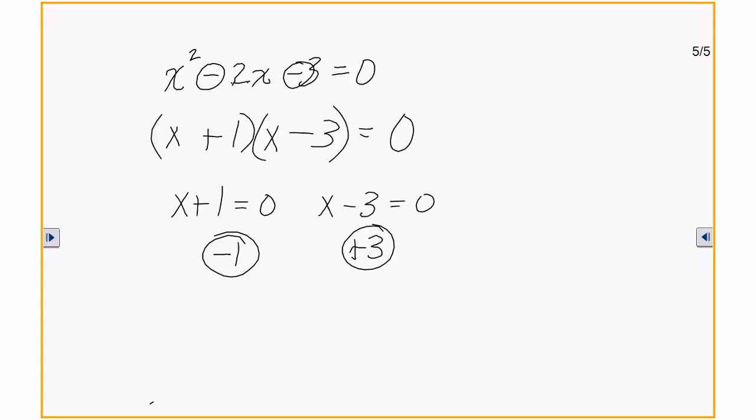Question. Now you don't know the vertex because you know the y-intercept, but you don't know the vertex because that's what complete the square is for.